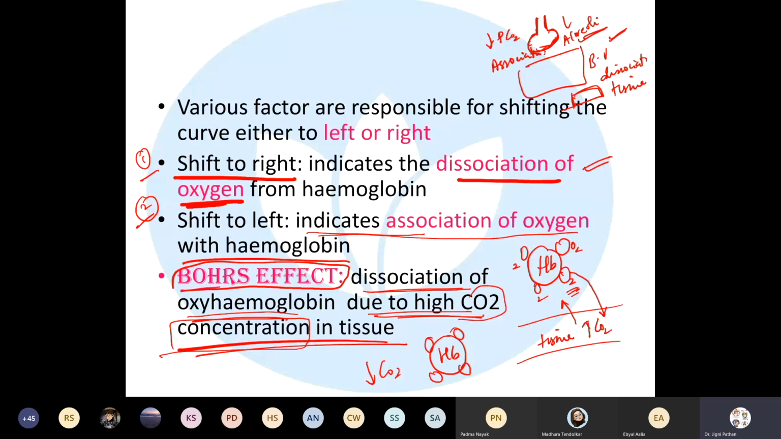Read the two sentences. Read the Bohr's effect. Read the shift to right. Do you agree? Both the sentences are same. Agar somebody asks you in the Bohr's effect what happened, Bohr's effect is dissociation of oxyhemoglobin. Why does the dissociation take place? Because the concentration of carbon dioxide is more in the tissue. Is this point clear?